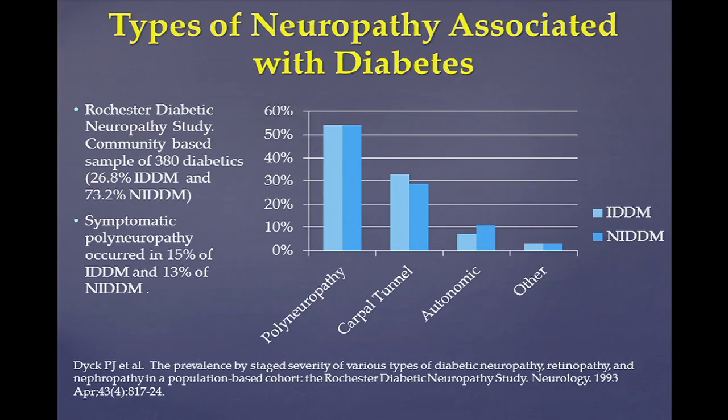So in the Rochester Diabetic study, this was a study of 380 diabetics living in the community around Rochester. They found that if they looked at just symptomatic neuropathy, there was a prevalence of about 15%. And there were different kinds of neuropathy observed in this cohort. The most common was a distal symmetric polyneuropathy. The second most common was carpal tunnel, and then autonomic neuropathy, and then other forms of neuropathy were less common. And we'll talk about each of these 3 forms in more detail.